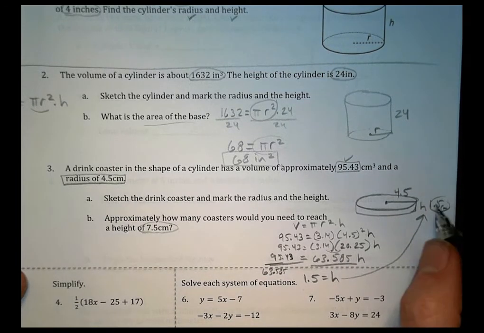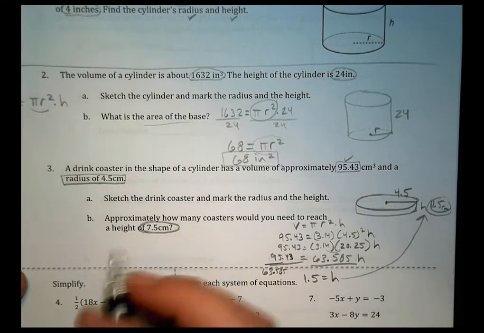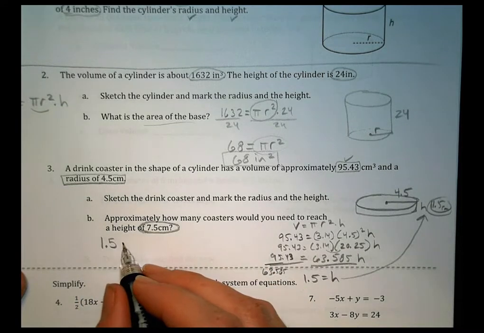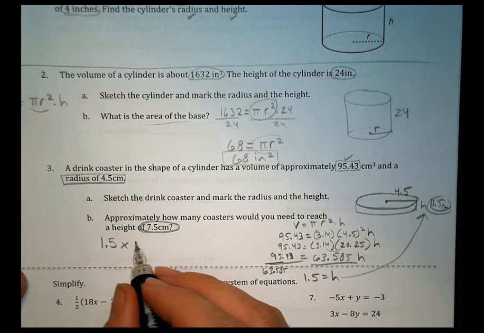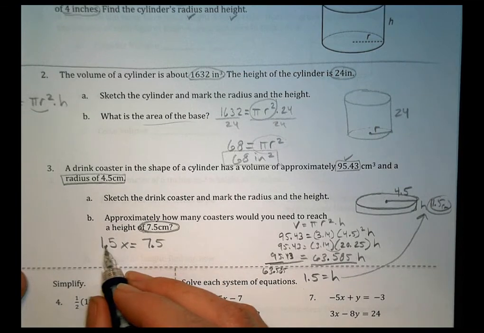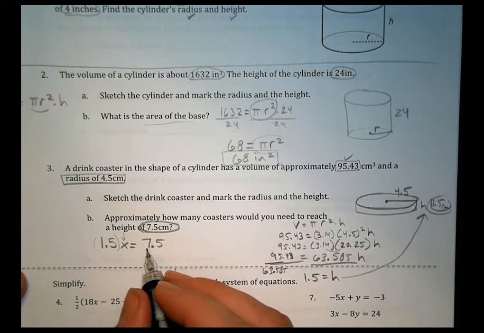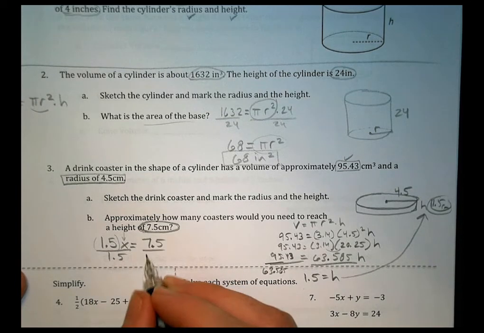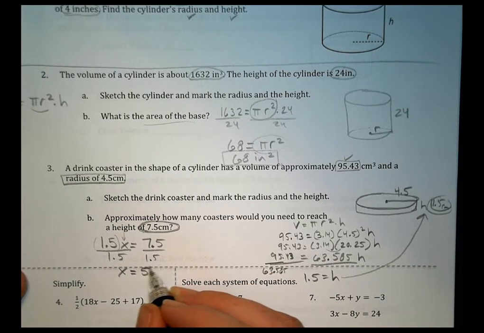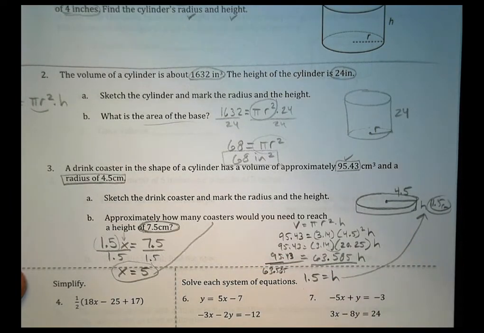That's awesome. But now I need to figure out how many it takes to get to 7.5. In other words, as an algebra problem, if I know that 1 is equal to 1.5, how many coasters, x, would I need to make 7.5 centimeters? So I know 1 is 1.5. How many would I need to get to 7.5? So I divide both sides by 1.5, and you find that x equals 5. So I would need 5 coasters in order to reach a height of 7.5.